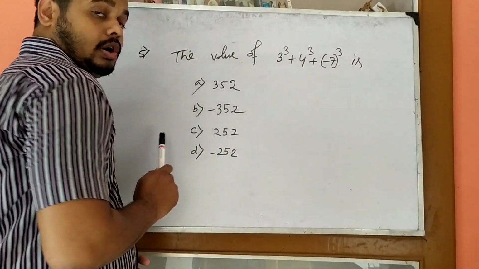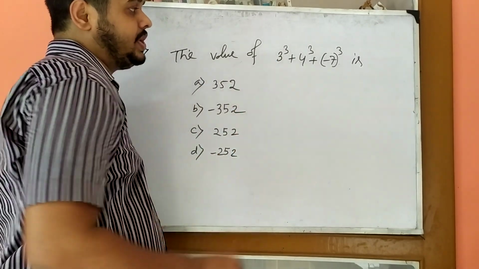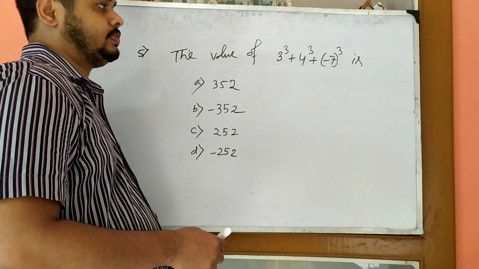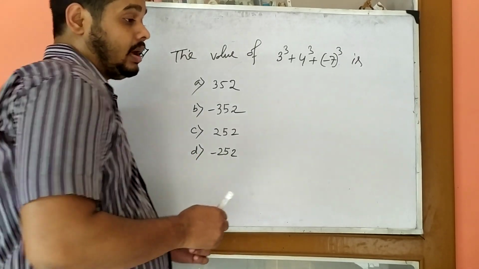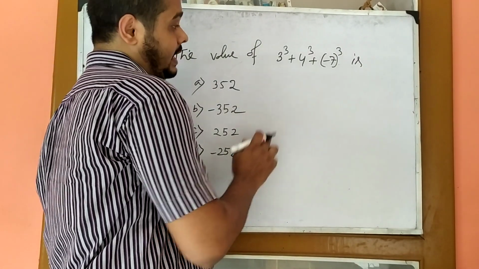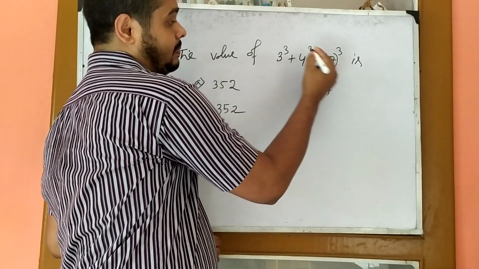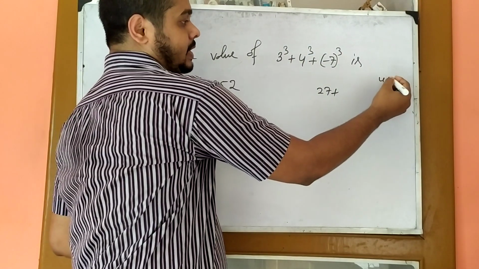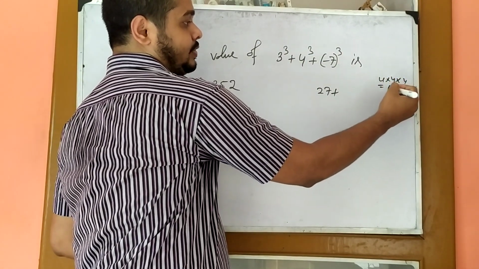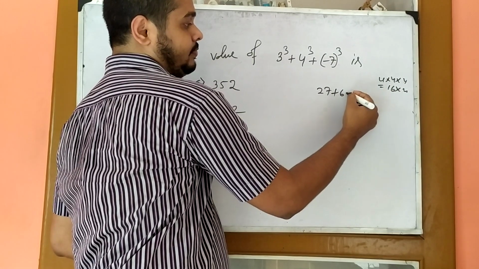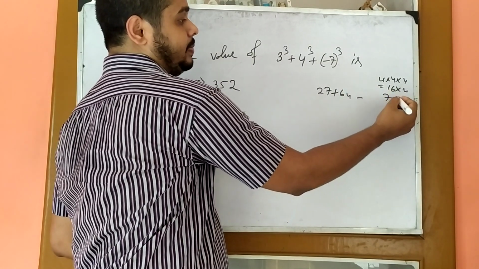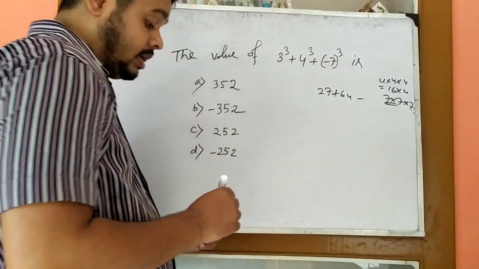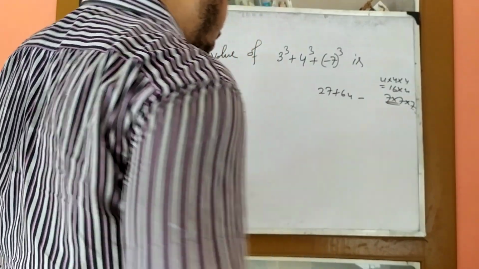Question number 5: the value of 3 cube plus 4 cube plus minus 7 whole cube. Okay, now if we go like that, 3 cube means 27, plus 4 cube means 4 into 4 into 4, after that multiplication 16 into 4, 64, minus 7 cube means 7 into 7 into 7, 49 into 7. That will be a wrong way.